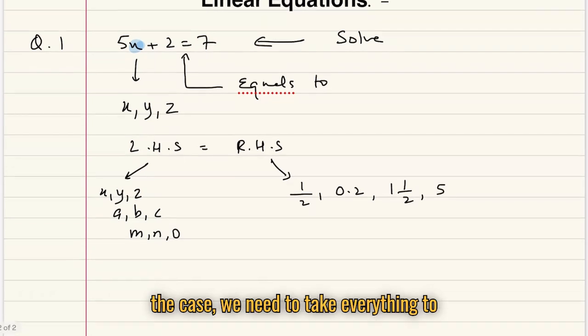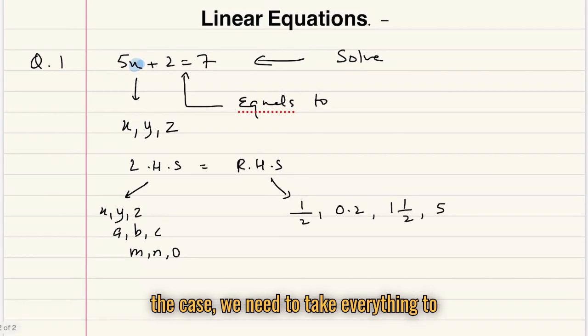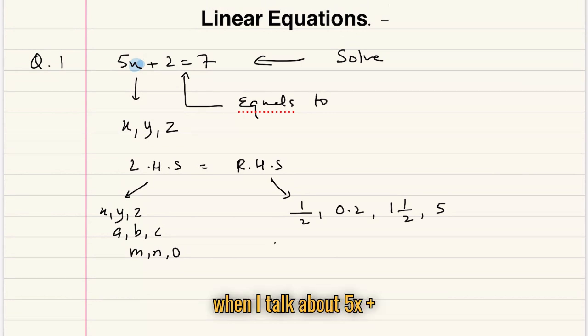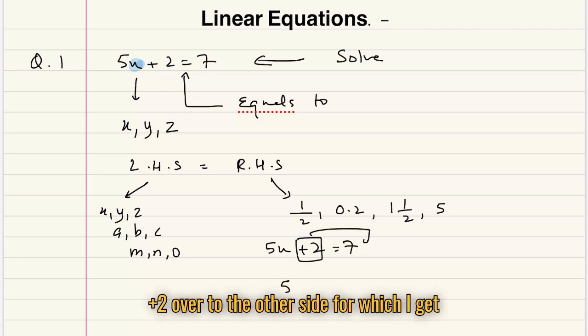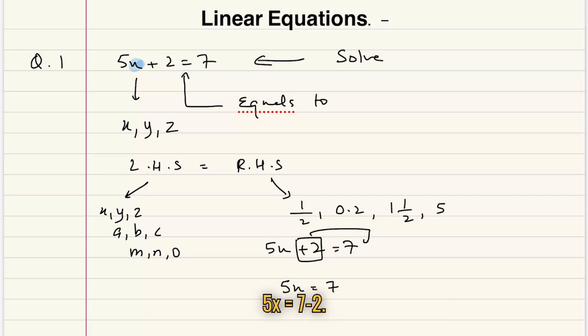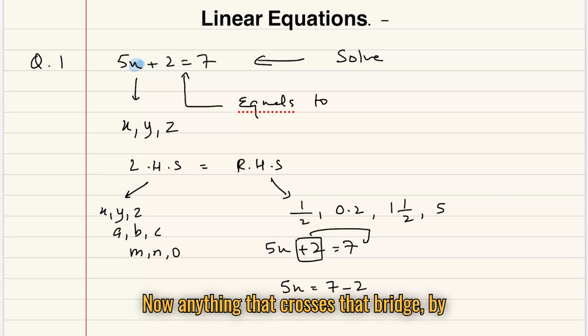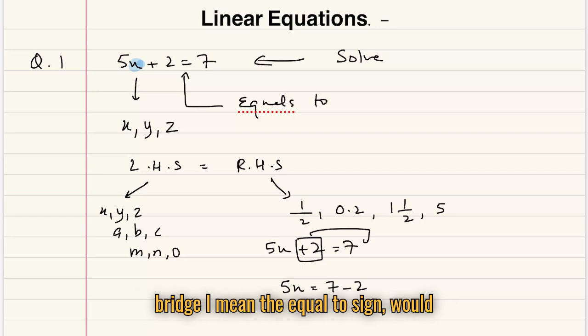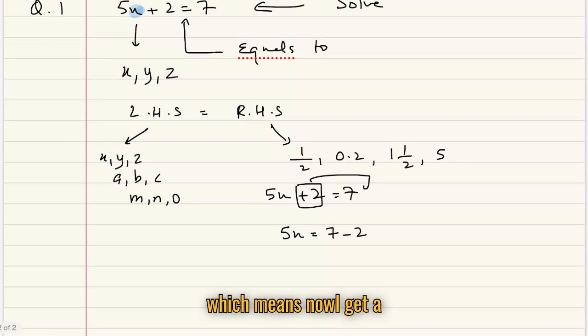So looking at a case, we need to take everything to the right hand side of the equation. So when I talk about 5x + 2 = 7, I need to take the +2 over to the other side, for which I get 5x = 7 - 2. Now anything that crosses that bridge, by bridge I mean the equals sign, would have a change of sign automatically, which means now I get 5x = 5.